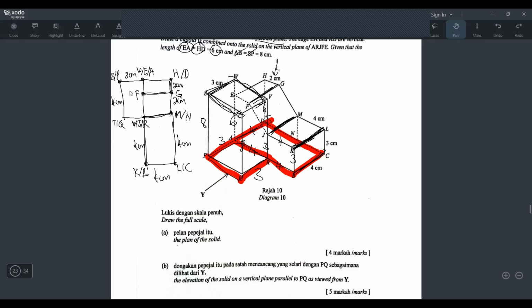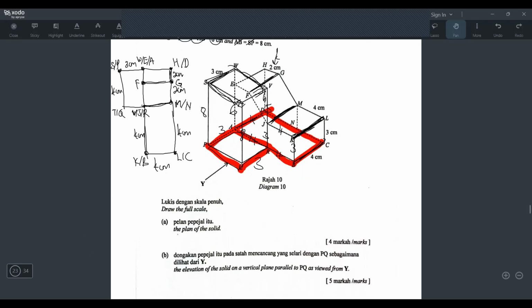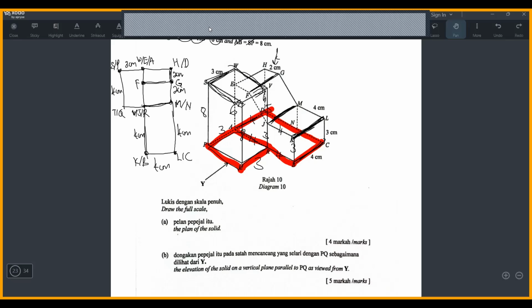But of course, make sure in the exam you will draw the actual length. It means you would really make sure it's 4 cm, 3 cm. Okay, so that's how you do it. Let me just double check with the answer scheme. 4 cm, yeah, I think it's correct. Yeah, it looks similar. So yeah, that's how you do it.